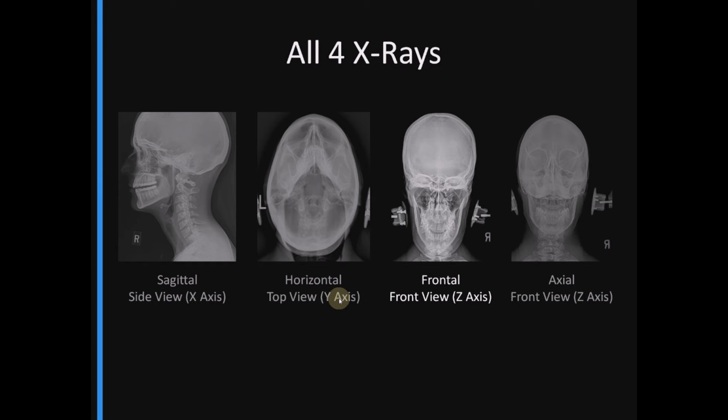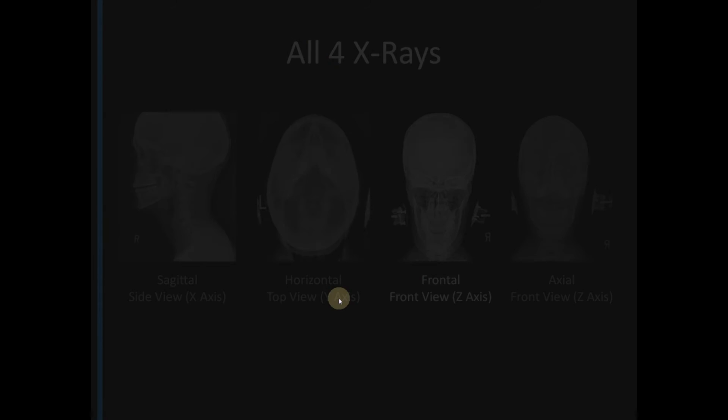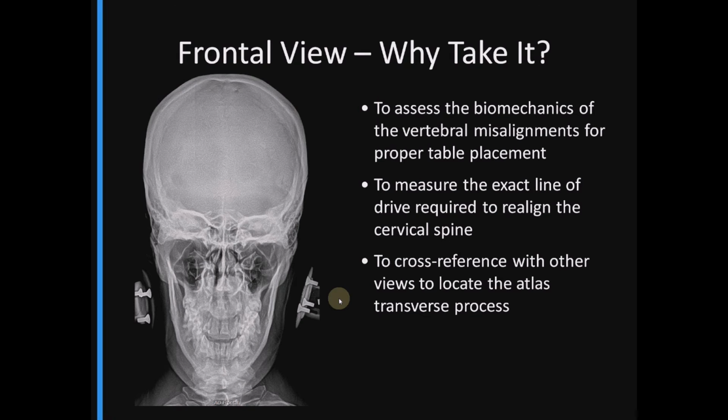Moving on to the frontal X-ray analysis, we take this view to assess the biomechanics of the misalignments. This helps us to understand our influences and our proper table placement procedure. And we also measure the exact line of drive required to realign the cervical spine. We're going to cross-reference this with the other views to locate the atlas transverse process. And once again, we took information from the axial film to bring over to our frontal film.